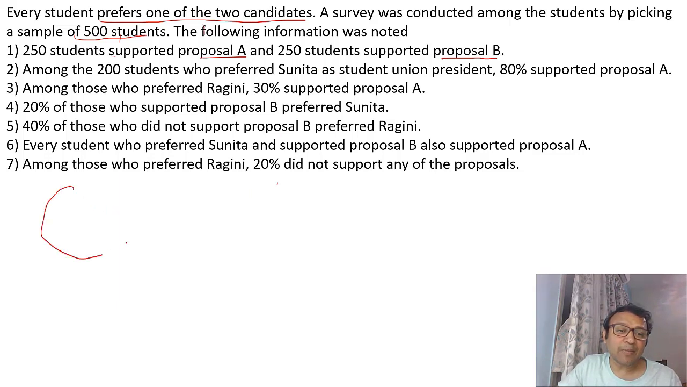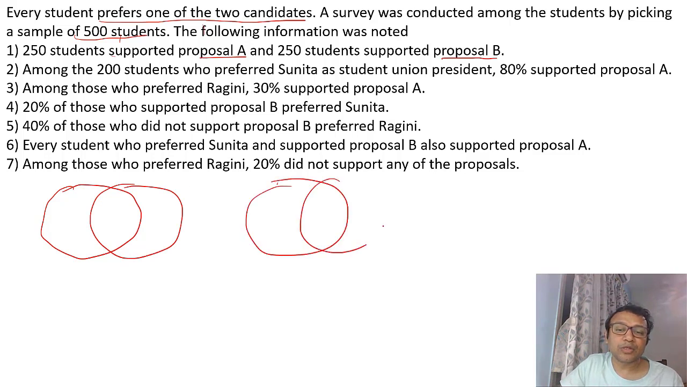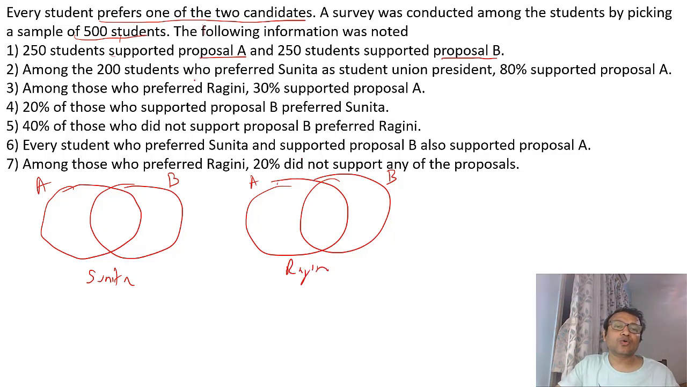So if I'm drawing the Venn diagram, I can start with Sunita and Ragini, because I said Sunita supporting proposal A, supporting proposal B, again supporting proposal A, B. So Sunita, Ragini. The moment you see 2 variables with an intersection, automatically a Venn diagram is required. So you know that there is proposal A, proposal B with intersection. You should make out it's a Venn diagram. Identifying the format is also very important, and the earlier you identify it, the more time you save.